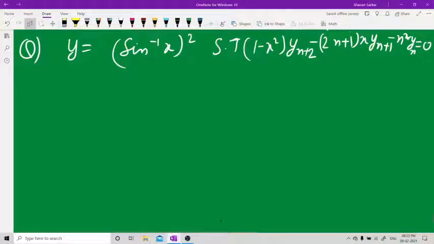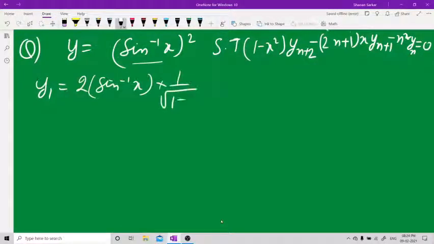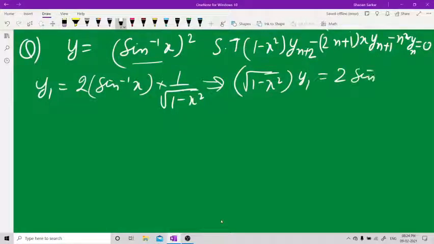y equal to sine inverse x whole square such that 1 minus x square y n plus 2th derivative, 2n plus 1 x y n plus 1 minus n square y n equal to 0. So the first thing that you need to do is first derivative: y1 equal to 2 sine inverse x, and then sine inverse is under root 1 minus x square. Now cross multiply, so this becomes 1 minus x square, so x square y1 equal to 2 sine inverse x.